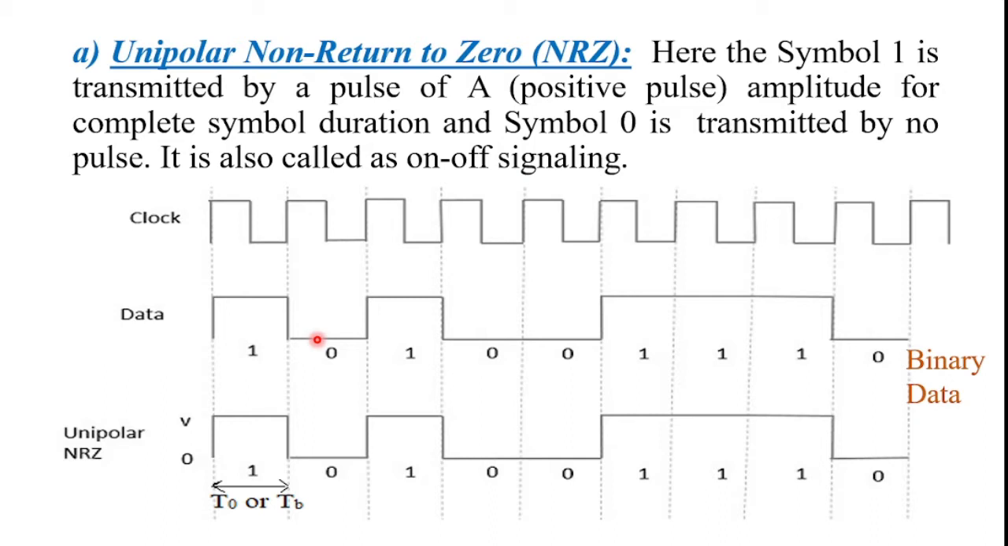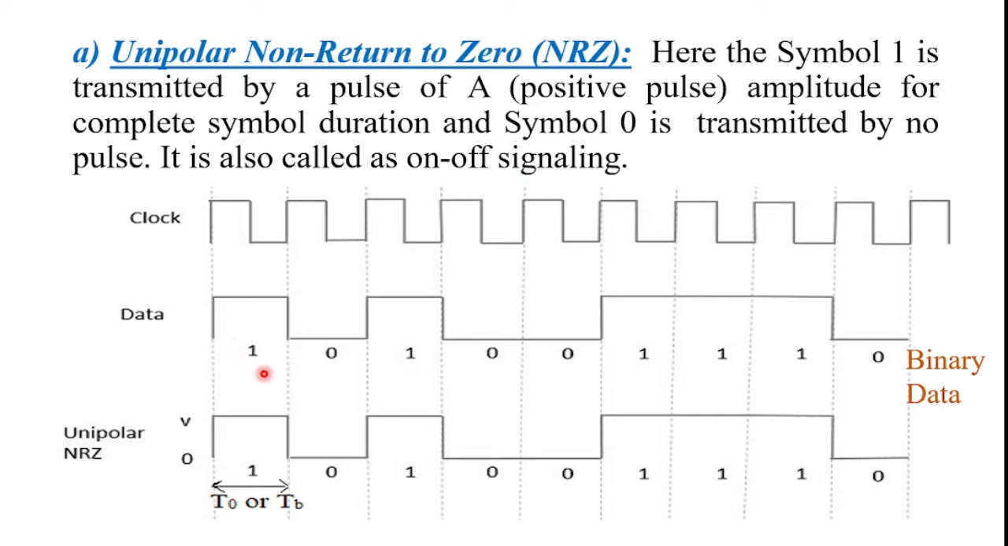That positive pulse is called a mark, which has a duration. That positive pulse duration is T0 or TB, and this duration is the bit duration T0 or TB. So that bit duration is equal to the symbol bit duration.